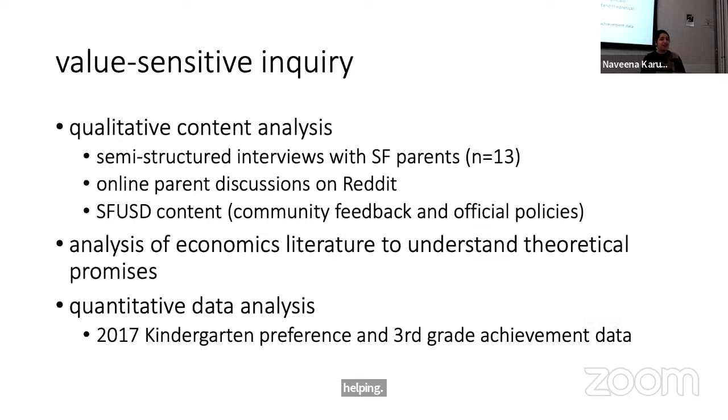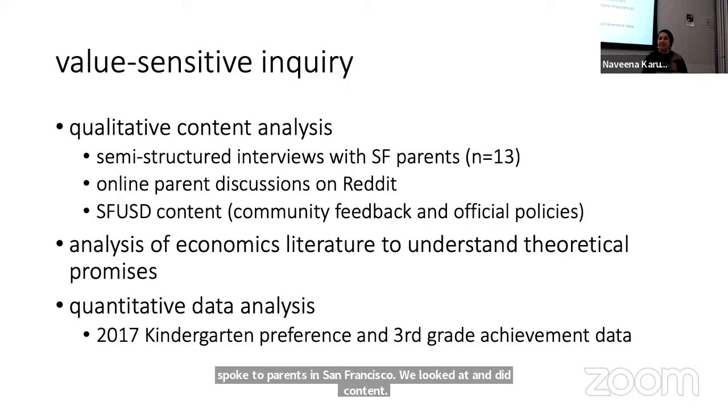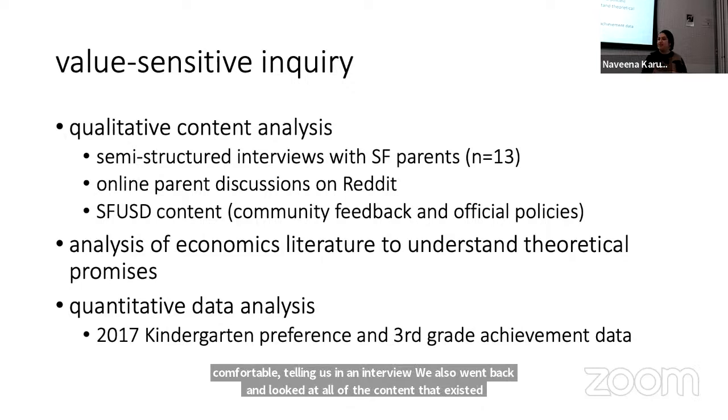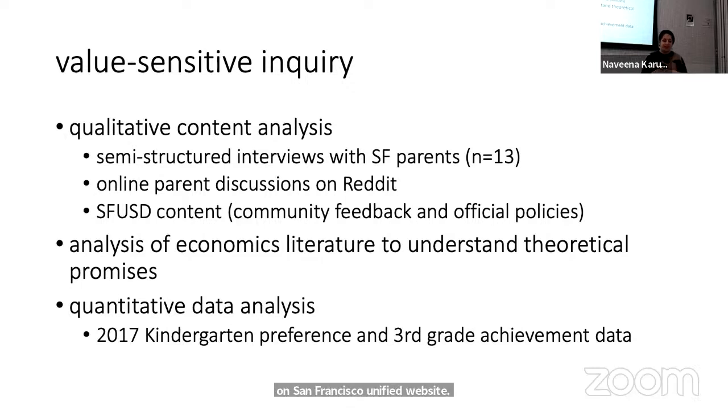So we did what's called a value-sensitive inquiry. We did a qualitative content analysis. We spoke to parents in San Francisco. We looked at and did content analysis of parent discussions on Reddit, in part because we guessed that there were things that parents were considering that they didn't necessarily feel comfortable telling us in an interview. We also went back and looked at all of the content that existed on San Francisco Unified's website. So any policy documents that they had, any official policies, community feedback documents that they had.